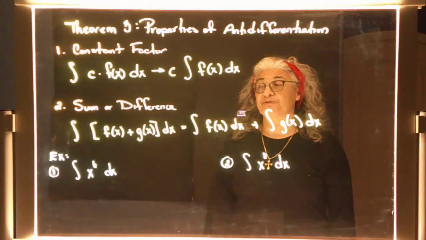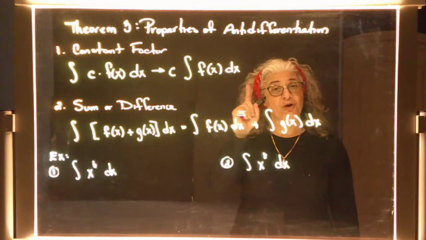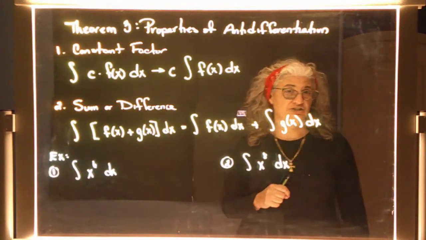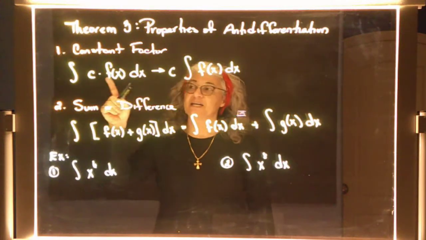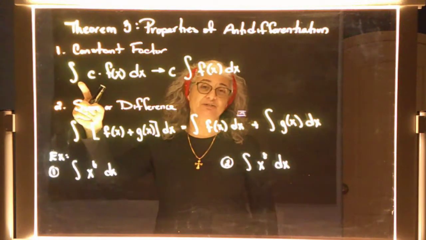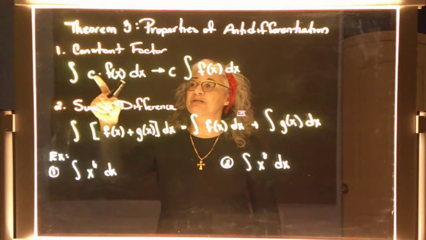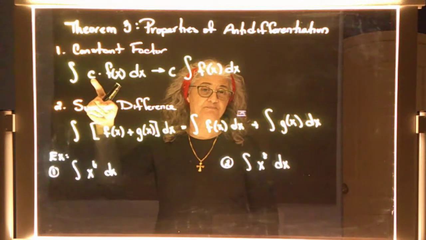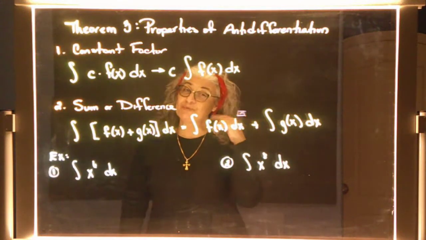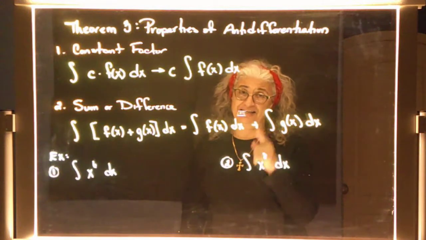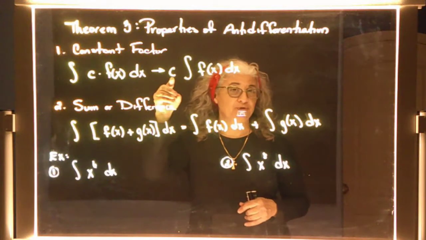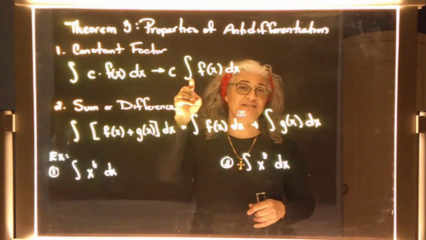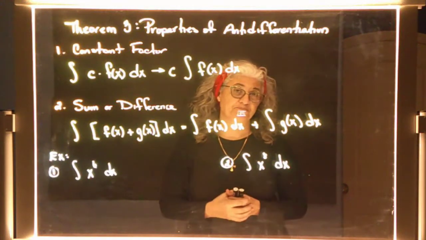Let's look at this next theorem. This next theorem is talking about the properties of antidifferentiation. So, the first property is the constant factor. If I'm taking the antiderivative of a function multiplied by a constant, then it would be the same thing as if I factored the constant out and put it in front, and then took the antiderivative of the function.